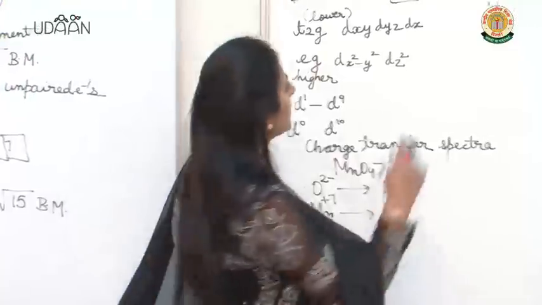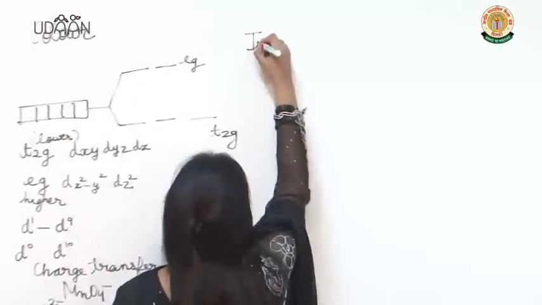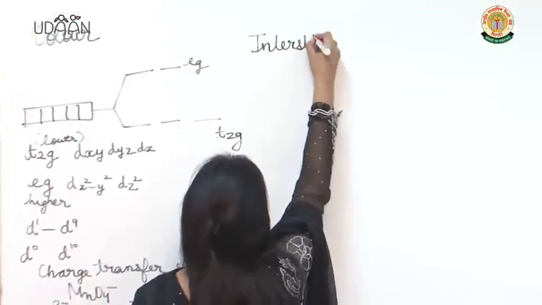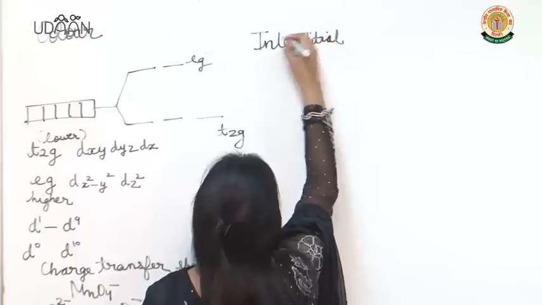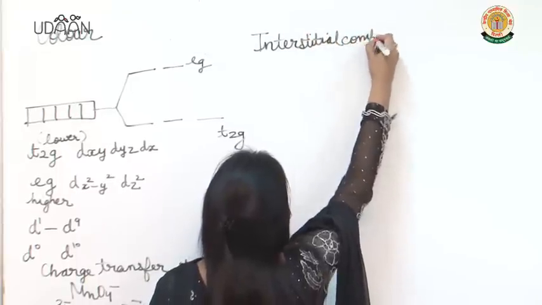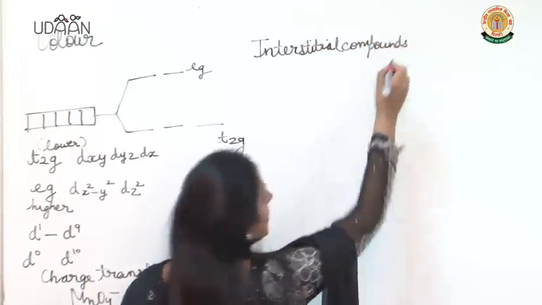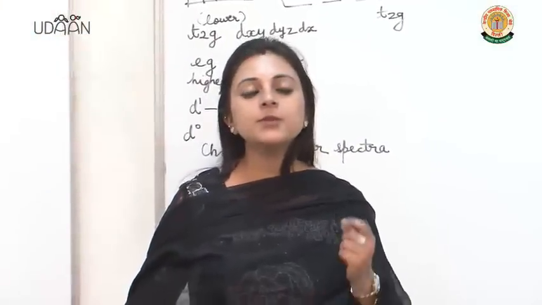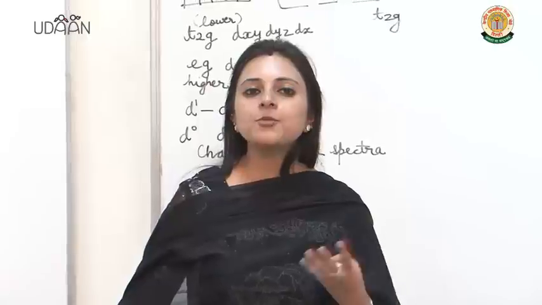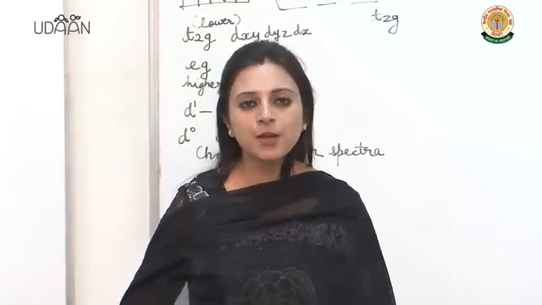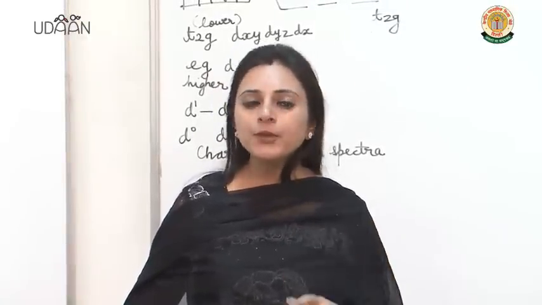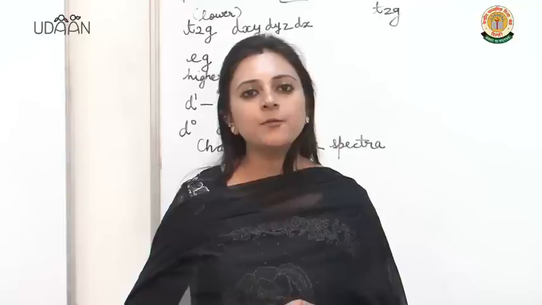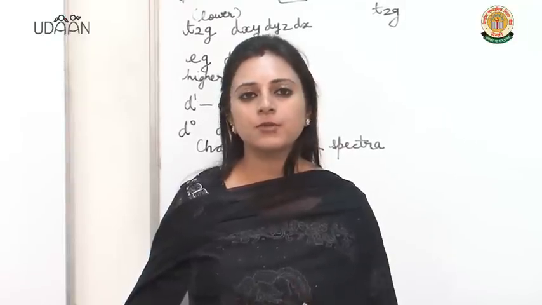Now, the last property is that interstitial compounds are formed by transition elements. Transition elements have voids in their crystal lattice in which small atoms like hydrogen, boron, carbon can be trapped, and they can form bonds with the transition element, so they form interstitial compounds.